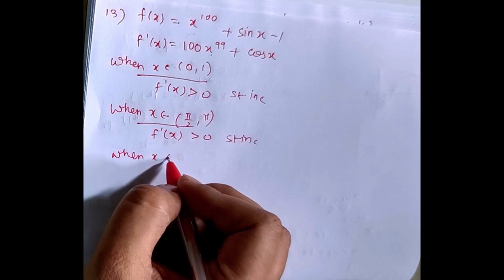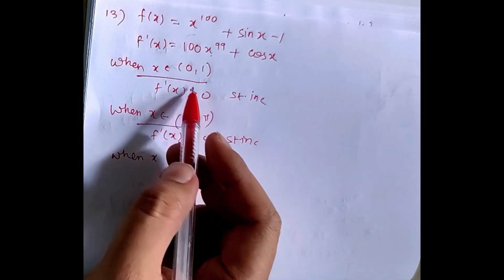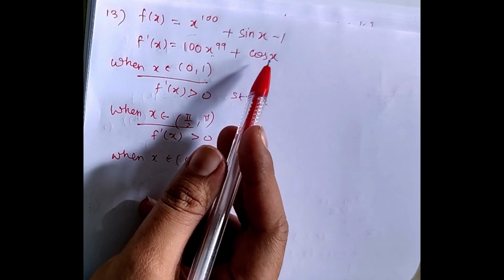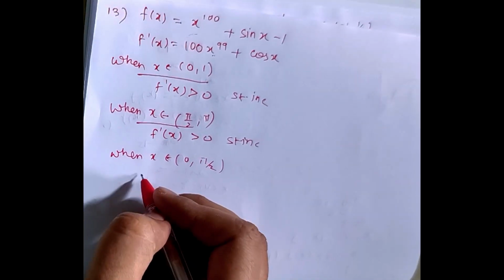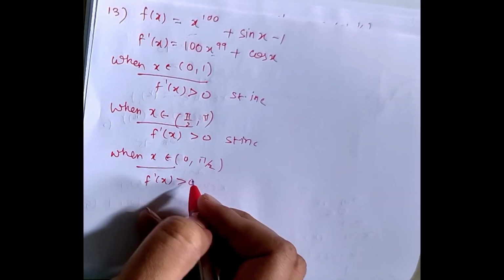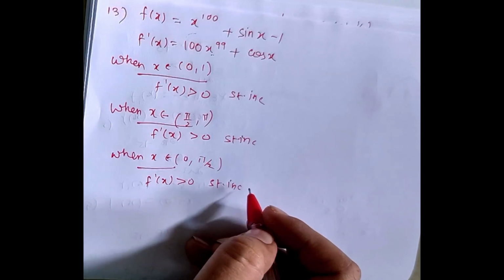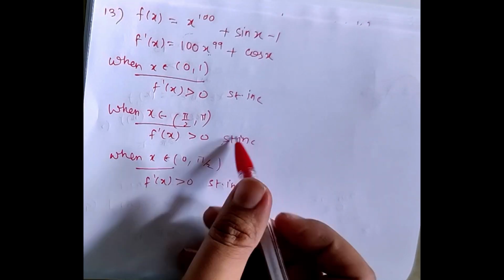And when x belongs to the interval 0, pi by 2, anyway the x values are going to be positive, and since it is 0, pi by 2, cos also is positive. So positive plus positive, we get a positive value. So the function is strictly increasing. So the correct option is option D, none of these.